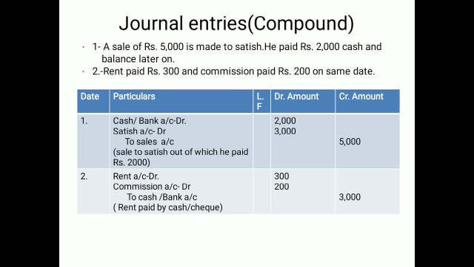The first entry is a sale of 2,000 made to Satish and the second is a sale on credit made to Satish with the 3,000. So two transactions are there, one is cash and the second is credit. That's why it is a combined entry of the two transactions, and the number of accounts is more. Two accounts are listed on the debit side and one account on the credit, but the total of both sides always remains the same.